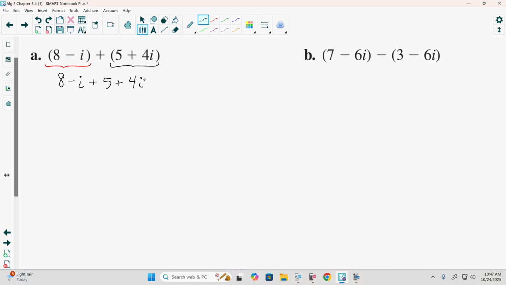So looking at those terms there, what are our 2 real numbers? 8 and 5. Those are our real numbers because they don't have i. So I'm going to rewrite them, put them next to each other. We have +8 plus 5. Our 2 imaginary terms are -i and 4i, so we can move those 2 together. So we have -i plus 4i.